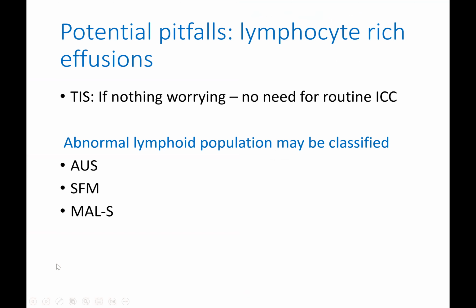On the subject of cells with minimal cytoplasm, lymphocytic effusions can be a problem. They're very common, of course, and the international system does stress that there's no need for routine immunocytochemistry if there's no clinical suspicion of malignancy and the cells look normal. If, however, there is an abnormal lymphoid population present, you may end up classifying it either as AUS, SFM, or malignant, just depending on how far you're able to take it on cytology.